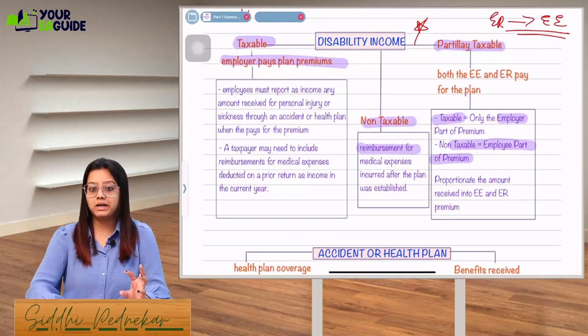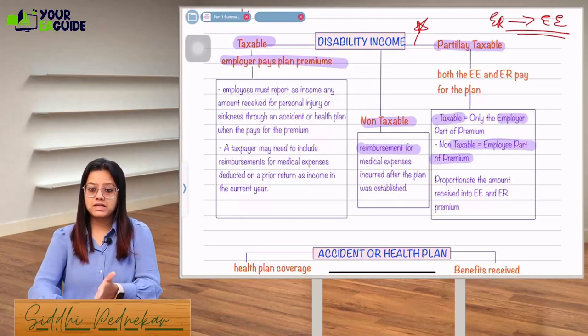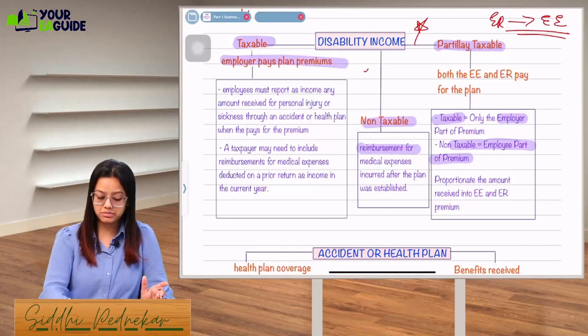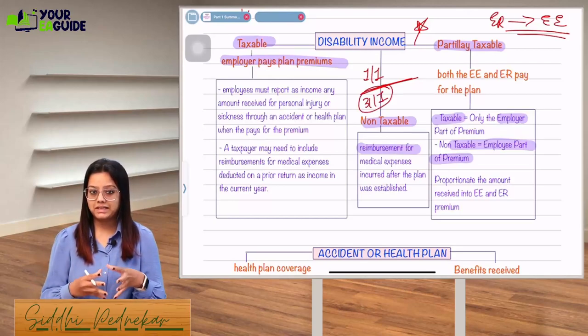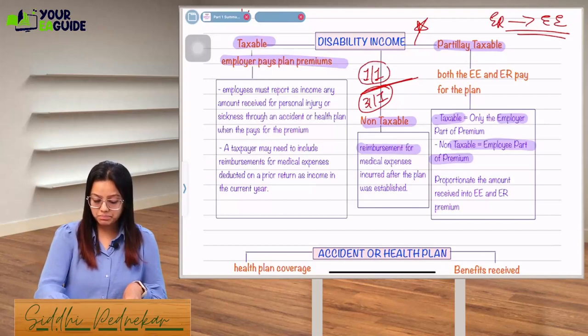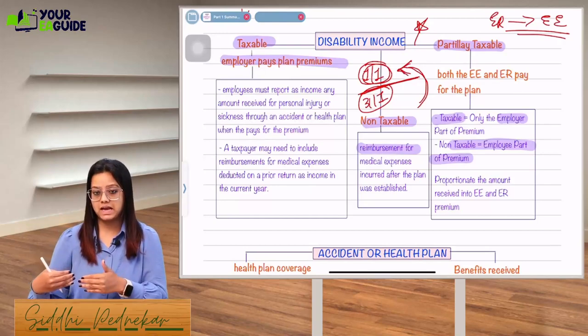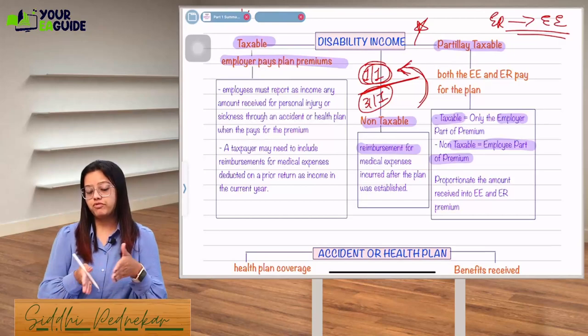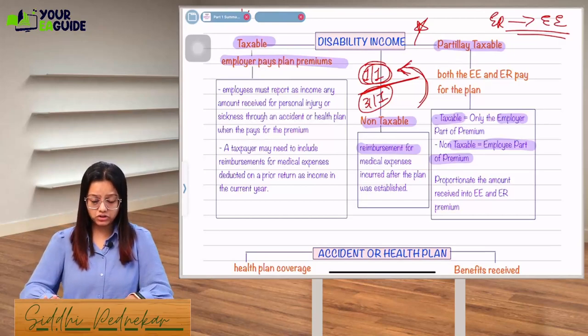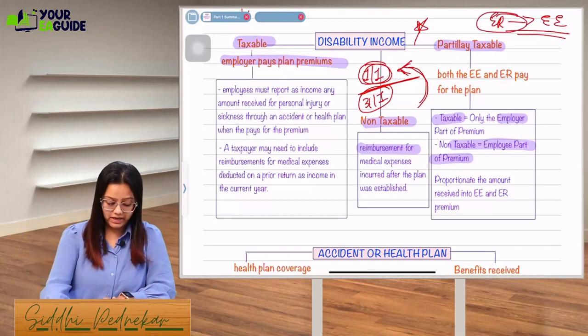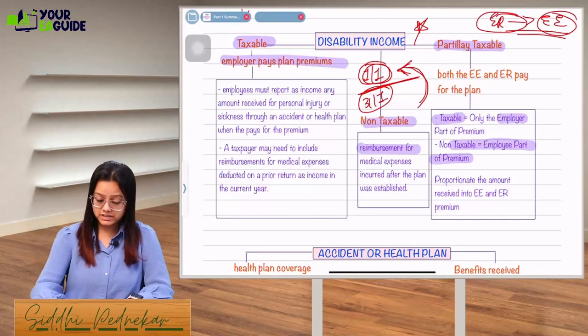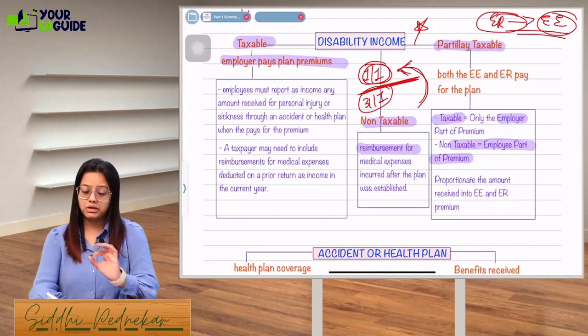Non-taxable is reimbursement for medical expenses incurred after the plan was established. Let's say the plan has already been established, and later the reimbursements of medical expenses are done. Let's say I incurred a medical expense on 1st of Jan, and the insurance policy plan by the employer was established on 31st of Jan. My employer will reimburse it to me later on. So this reimbursement was done after the plan was established, though the expense I incurred was before the plan. This will not be taxable even though the employer is paying me. I know anything given by the employer to the employee is taxable, but since the payment is made after the establishment of the plan, it will not be taxable.